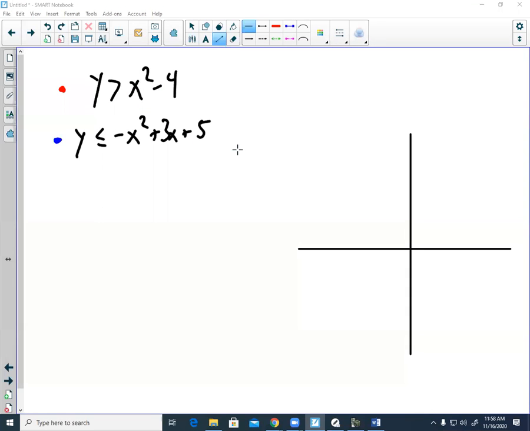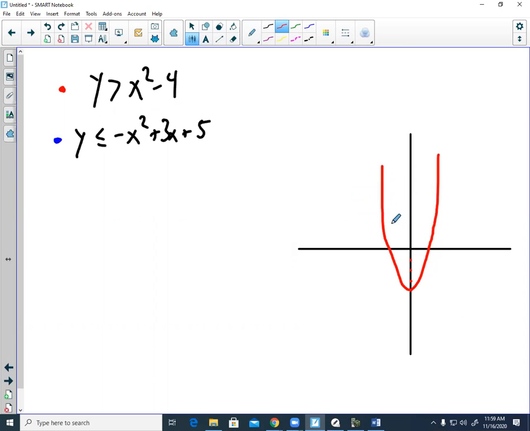So this first one should be pretty quick and straightforward, because I know that this is just going to be the normal parabola shifted down 4 units. So 1, 2, 3, 4, somewhere down here. And then it's just going to be a parabola that opens up like this. Oh, that was good drawing. So it's going to be a parabola that opens up like that, right? Then what you have to do is determine if this is solid or dotted, which obviously it's going to be dotted because it's going to be in just a less or greater than symbol.